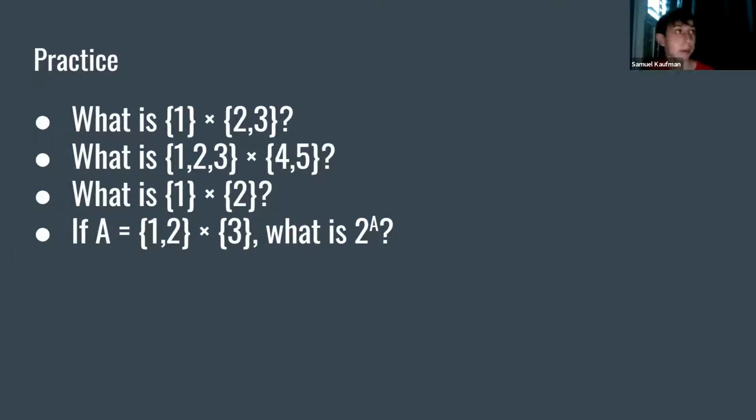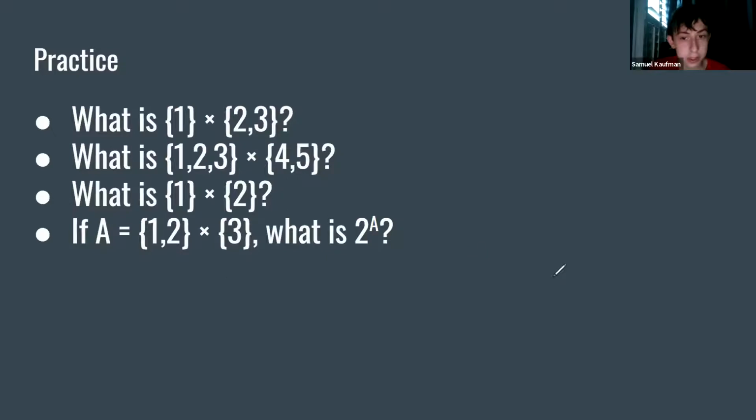The power set of the Cartesian product of 1, 2, and 3. So first you're gonna find the Cartesian product, and then you're gonna take the power set of that. All right, some people are working on it, that's great, and we can go through it together.